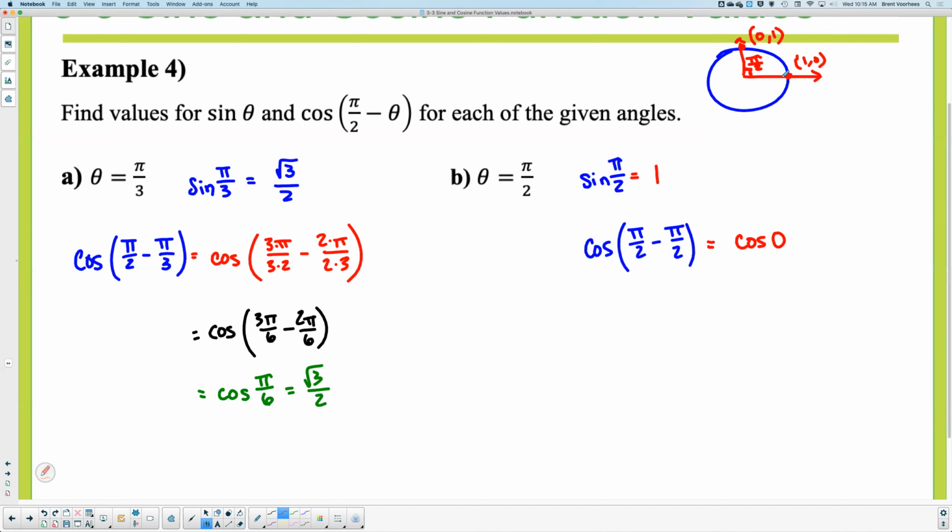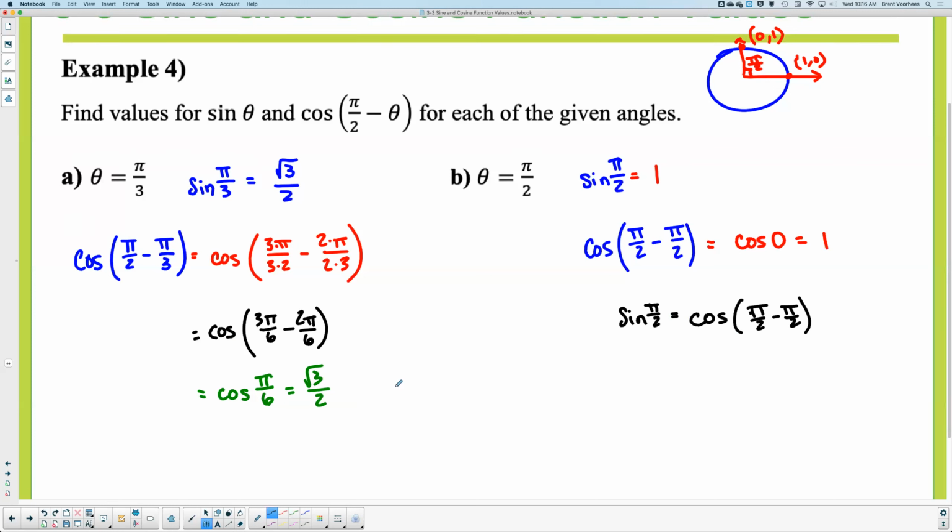Well, sine is y, cos is x. What's the answer? Now, this is weird. Tell me about my answers. They're the same. That's strange. I'm going to make a little note here. That sine of pi over 2 equaled cosine of 0. Or actually, I'm going to write it this way. Equaled cosine of pi over 2 minus pi over 2.